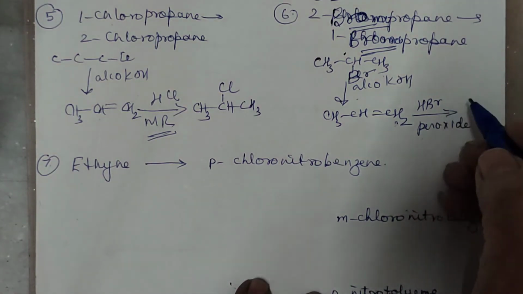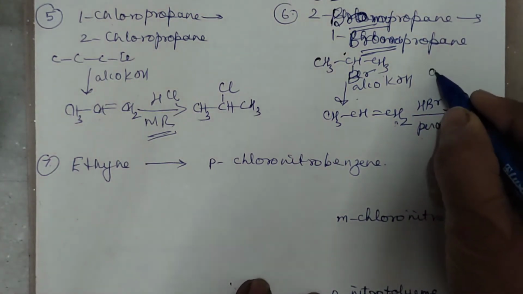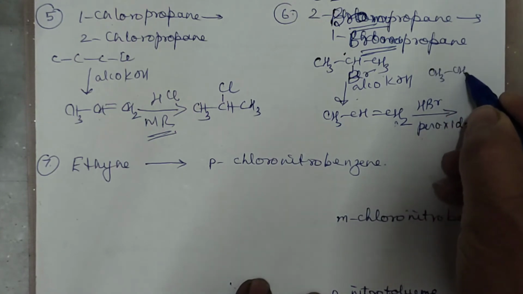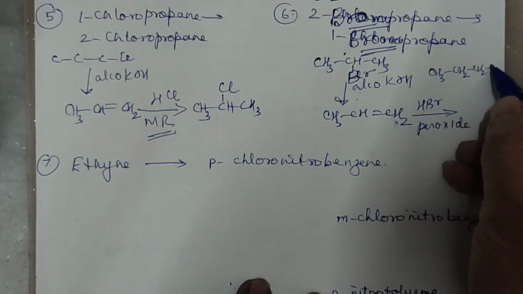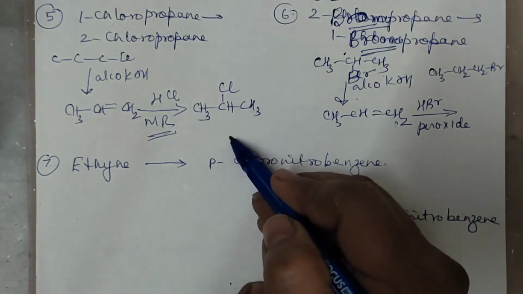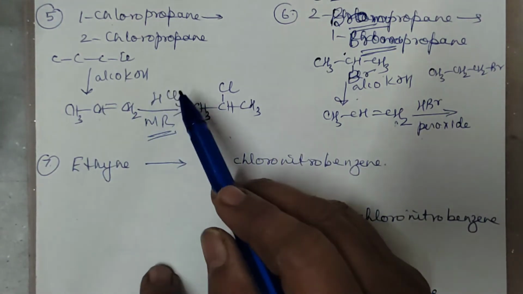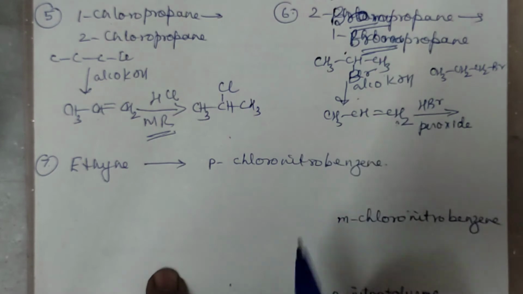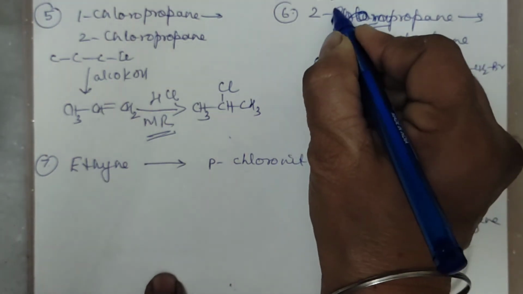So now it will add on as per anti-Markovnikov rule. You will have CH3CH2CH2Br. Here it was fine. Here whether it is chlorine or bromine, this is fine. In this case it was not fine. So I hope this part you have corrected.